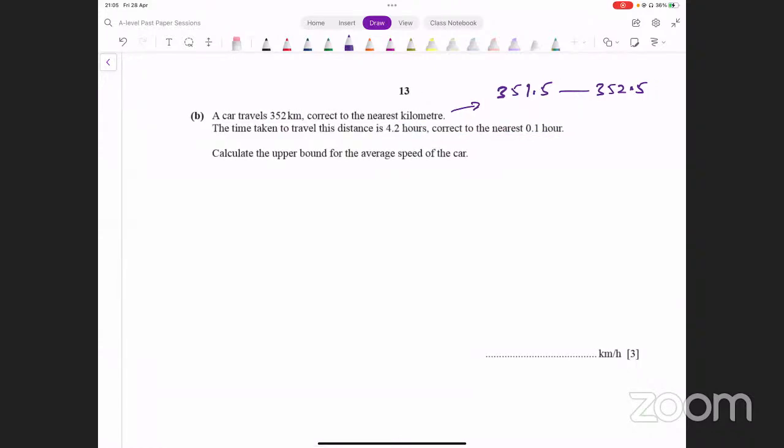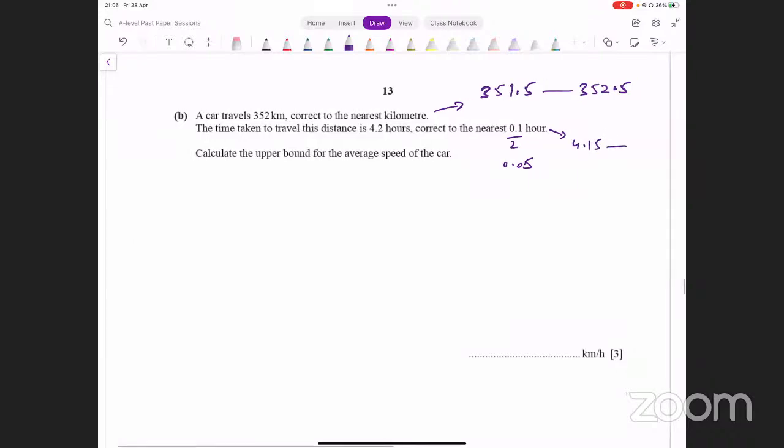सिमिलरली ये जो आपके पास टाइम आ रहा है टू द नियरेस्ट 0.1 आवर, इसका मतलब क्या है, ये 4.2 तक लिखा हुआ है। आप क्या करोगे, 0.1 को 2 से डिवाइड करो, दैट गिव्स यू 0.05। 0.05 इसमें ऐड भी कर दें, सब्ट्रैक्ट भी कर दें। सब्ट्रैक्ट करेंगे तो क्या आएगा, 4.15। ऐड करेंगे तो क्या आएगा, 4.25. The actual time is between these two numbers, 4.15 and 4.25.